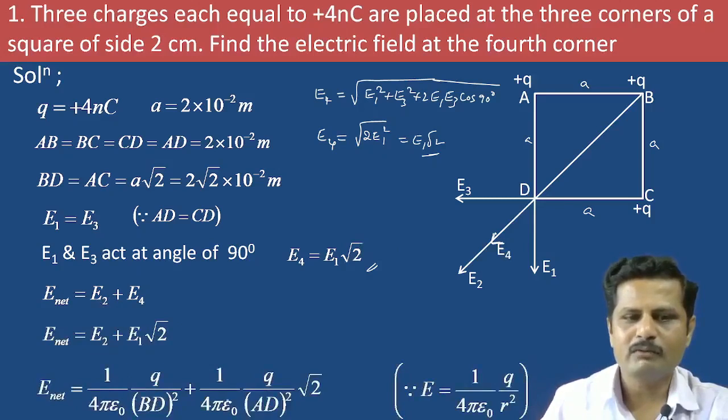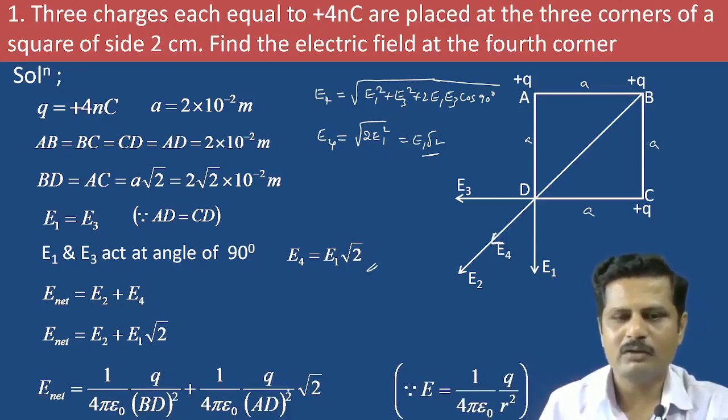Plus E1 is equal to 1 by 4 pi epsilon naught q by AD square, because we know that E equals 1 by 4 pi epsilon naught q by the square of the distance. Here BD square, because E2 is due to the charge placed at B, so we can write BD square plus 1 by 4 pi epsilon naught q by AD square root 2.